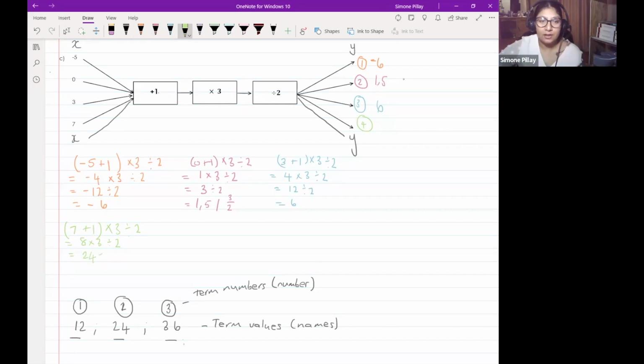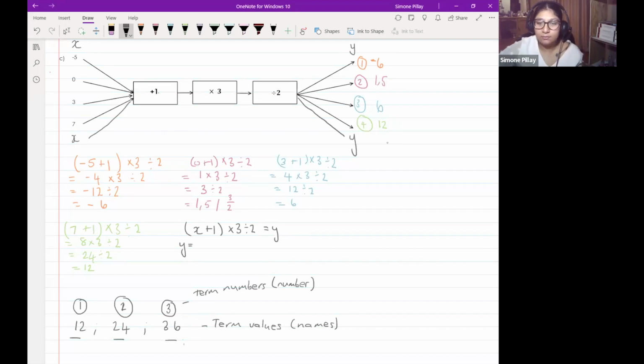24 divided by 2 is going to give me 12. Now, remember, my inputs are X, my outputs are Y. So how do I represent this in an equation? Well, if I take my input and I apply my rule, times 3 divided by 2, that is going to give me Y, right? And so I don't like this format, so I want to move my Y over to this side.